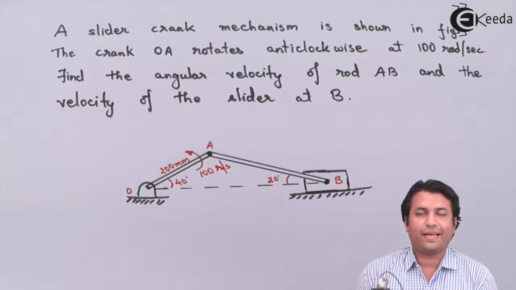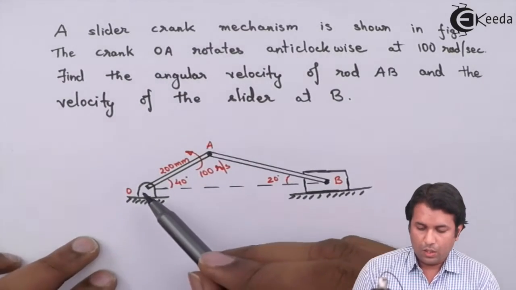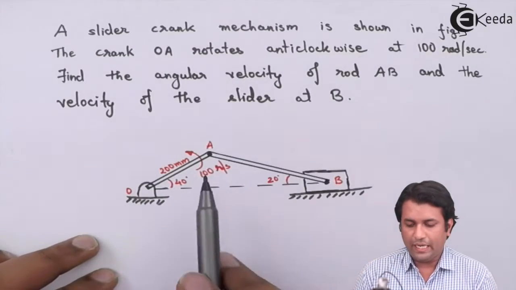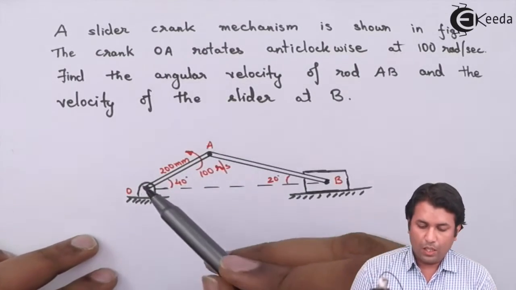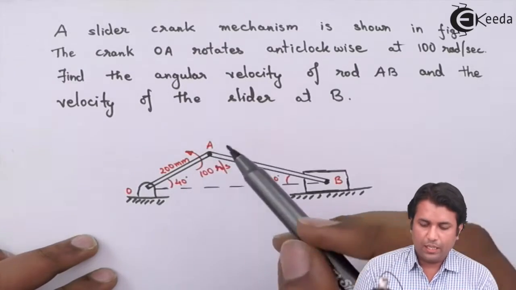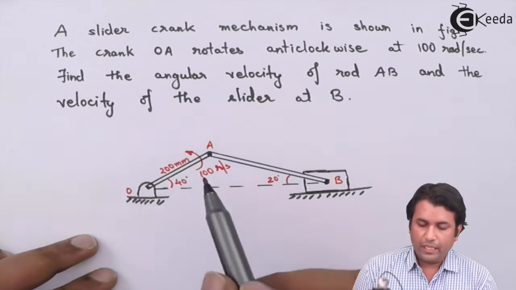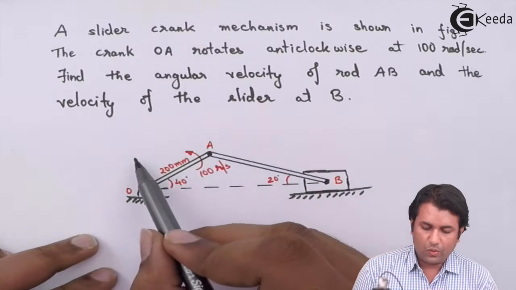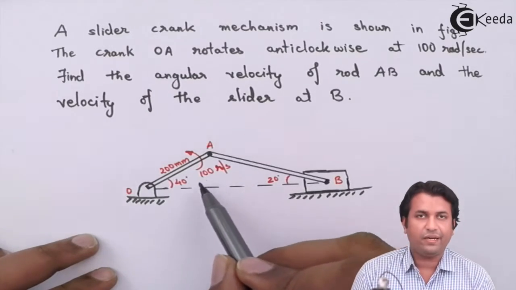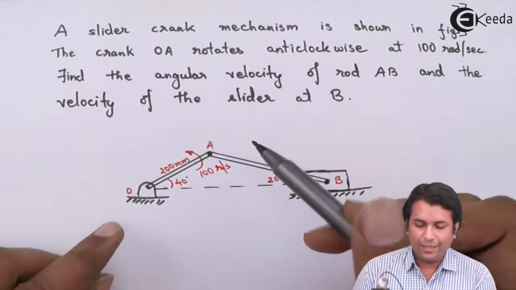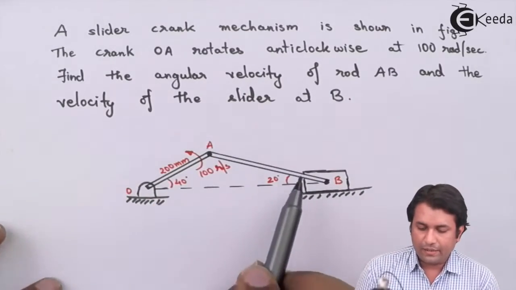So this is the slider crank mechanism question wherein link OA and AB are attached at A. Link OA is having a counterclockwise movement. It rotates in the counterclockwise direction with an angular velocity of 100 radians per second. Now when this is happening, the link AB is reciprocating.